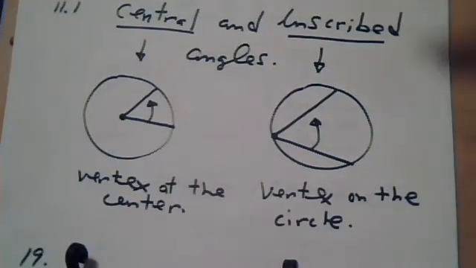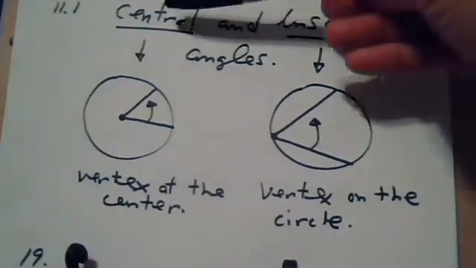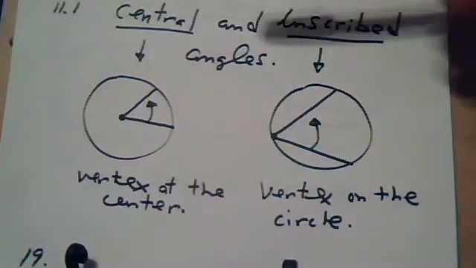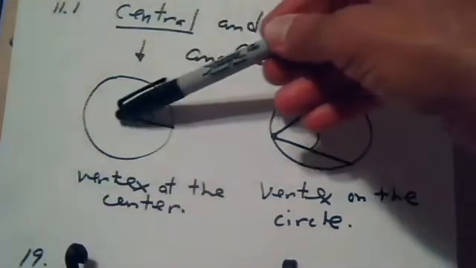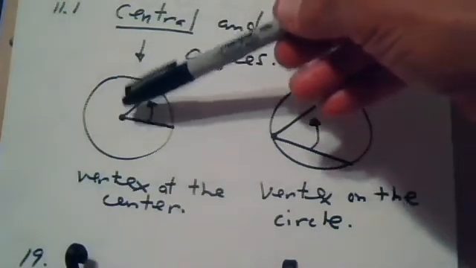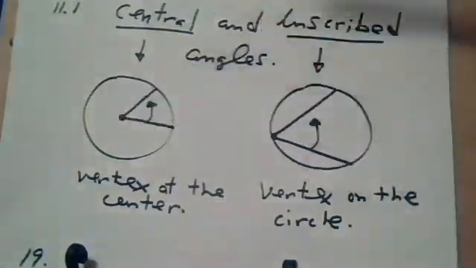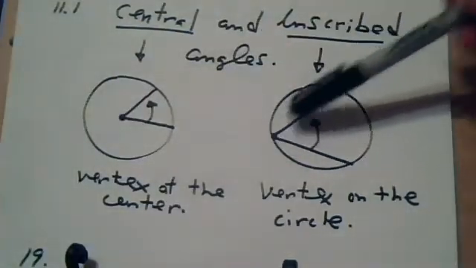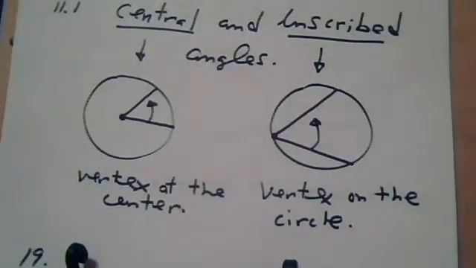We have two types of angles up here. We have the central angle and the inscribed. The central angle has the vertex at the center. For the most part, we'll be working with a central angle. Inscribed angles have their vertex on the circle.